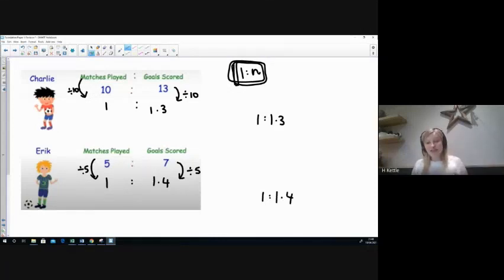So you've made the left-hand side 1 by dividing by whatever you need to divide by, whatever the number is. And you have to do the same to both sides because it's a ratio, a bit like a fraction. What we do to one number, we have to do to the other. And I think that is it.